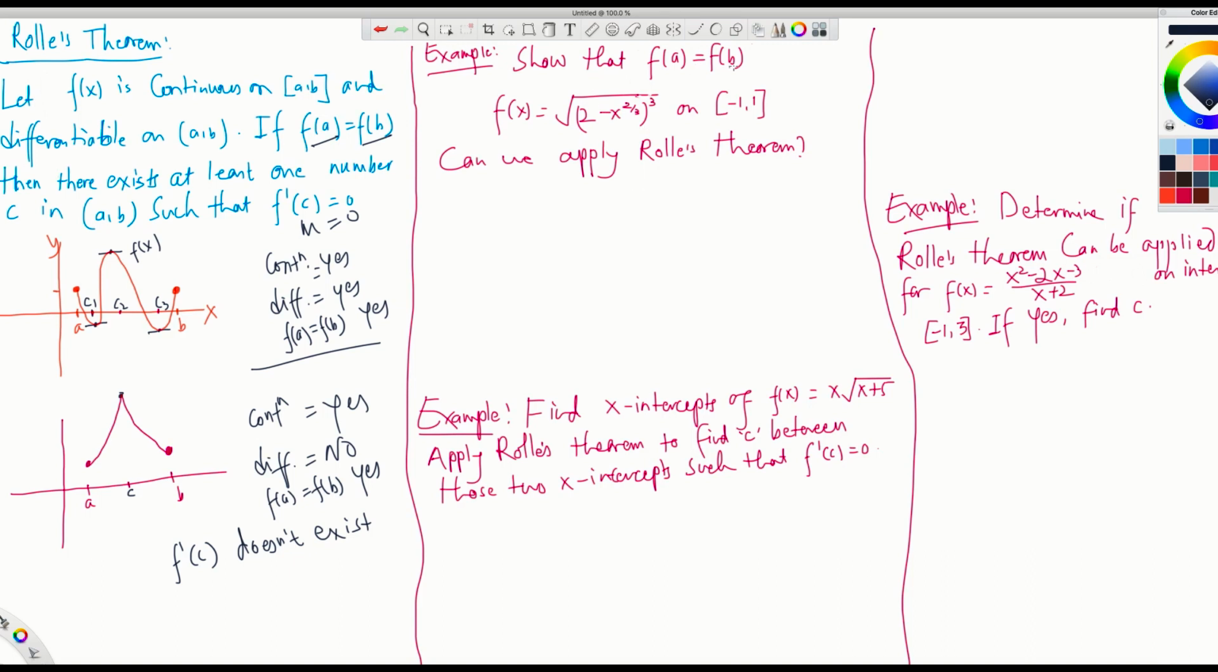So that f(a) equals f(b). What is a? This is a, this is b for this function. Can we apply Rolle's theorem? We will see. So let's do that. What is f at -1? That is f(a). Let's plug that in.